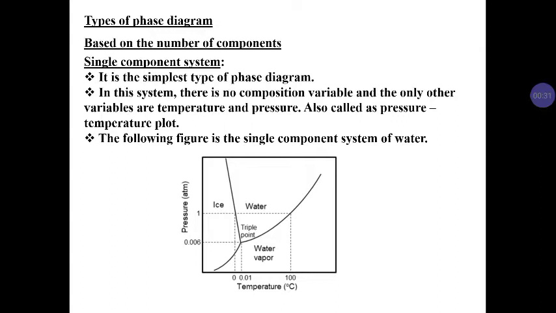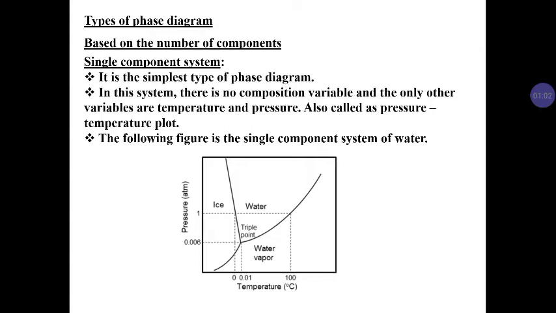If you consider a copper nickel system, one copper atom and one nickel atom are the minimum constituents, and that is a two component system. There is even a possibility of more than two, where we can have three different metals made as an alloy, and then it is a three component system. So depending on the number of components, there are three types: single component, two component, and three component systems.